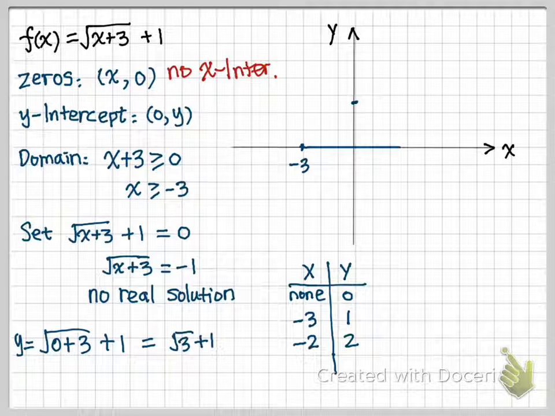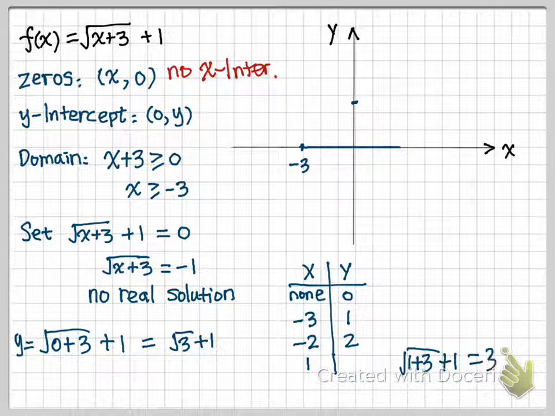And for x equals 1, we want to pick a number that is easy for us to calculate. So square root of 1 plus 3, plus 1. So it's like 2 plus 1, you get 3. And we just plot these 3 points. We get negative 3, 1, right here. Negative 2, 2. And 1, 3.